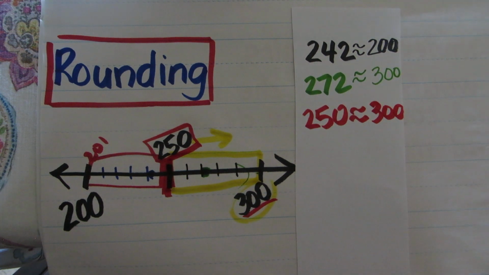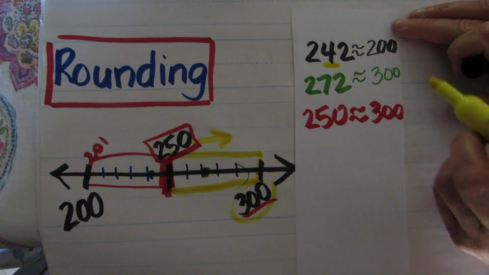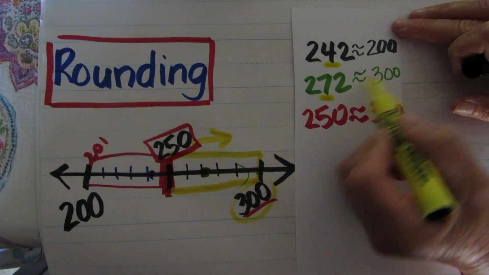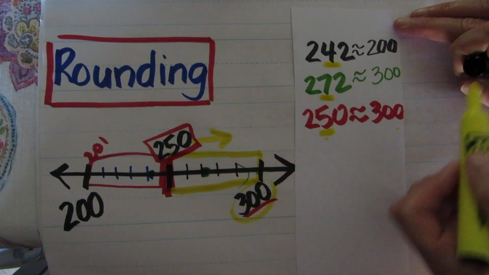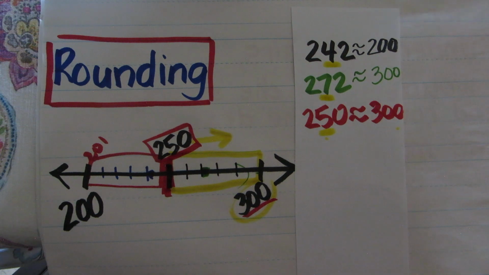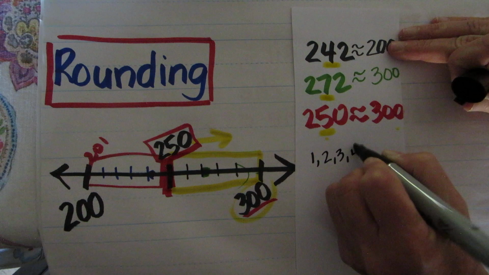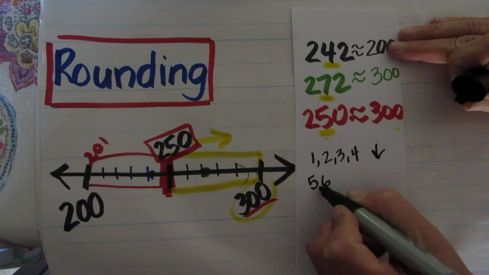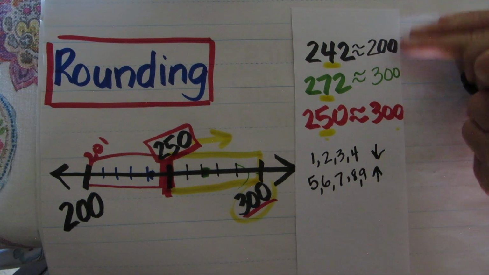So if you're looking at my place value, my 4 tens had to round down because that's less than 5. My 7 tens had to round up because that's more than 5. And my 5 tens, we always round up when it's 5. So to reiterate, if you have a 1, 2, 3, or a 4, you're going to round down. If you have a 5, 6, 7, 8, or 9, you're going to be rounding up.